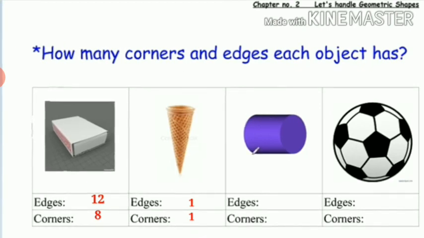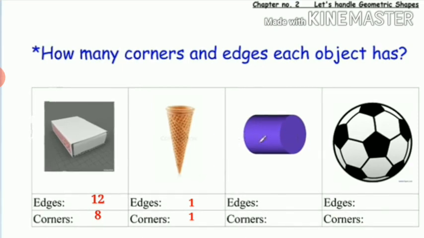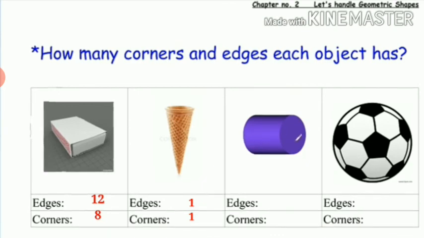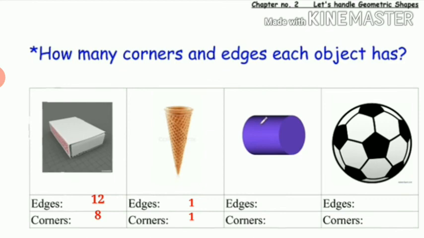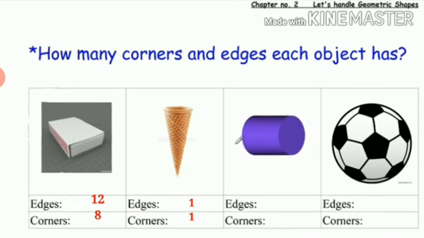Now the next shape is the cylinder shape. Can you see this shape? Yes. Now do you remember how many edges and corners the cylinder has? So the cylinder shape has how many edges and how many corners? The cylinder shape has 2 edges. And how many corners? So there are no corners on the cylinder shape.